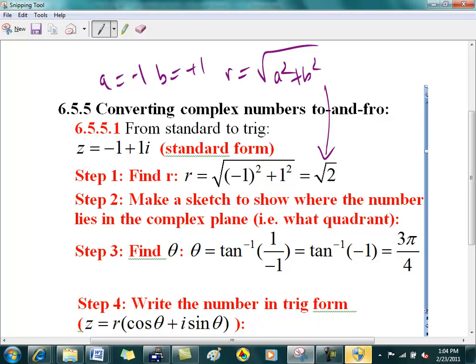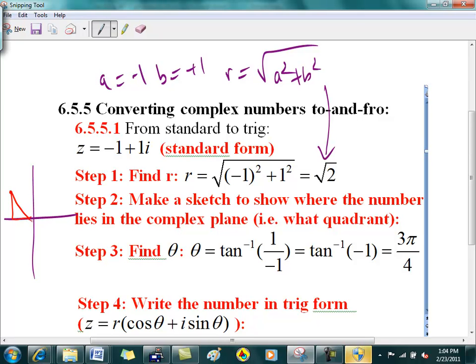Okay. So then it tells you to make a sketch. So step number 2, make a sketch. I'm going to draw a sketch on the side. My complex number is -1 plus i, so it's going to end up here, like -1 plus i. It ends up here. Okay?